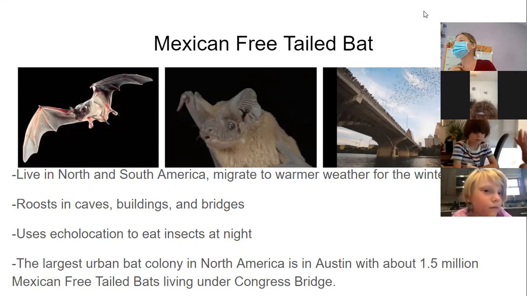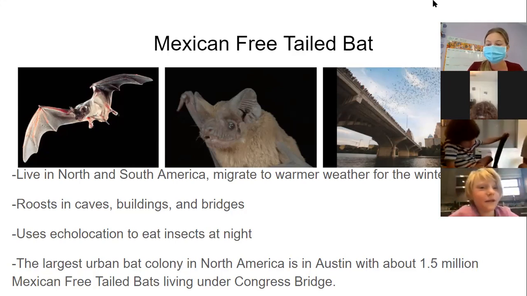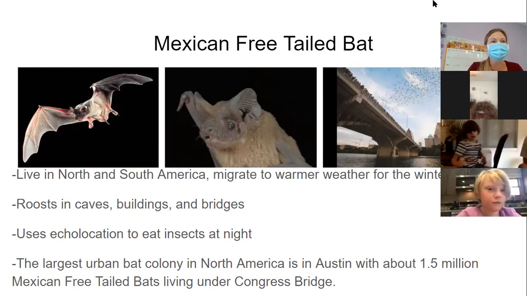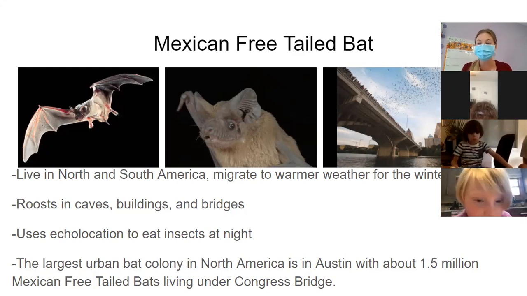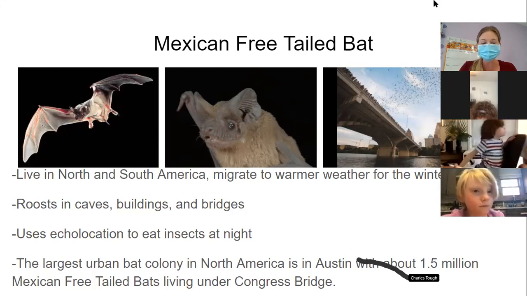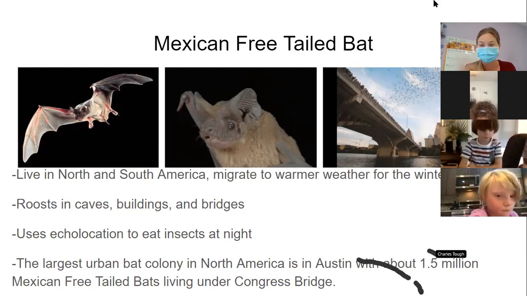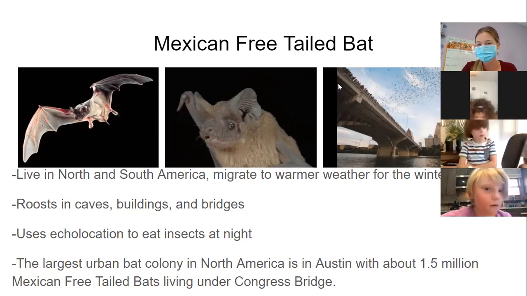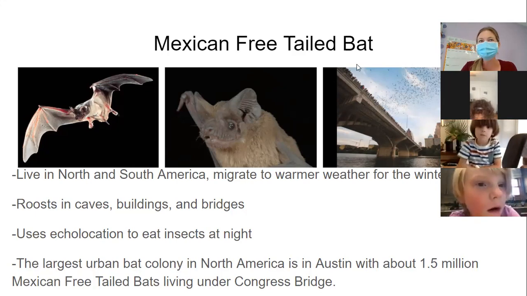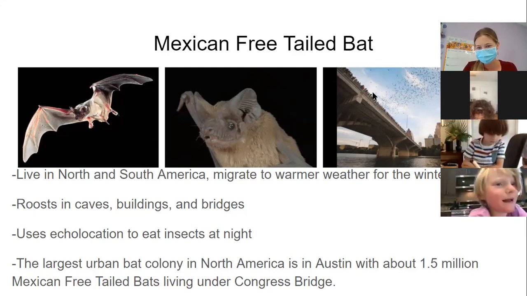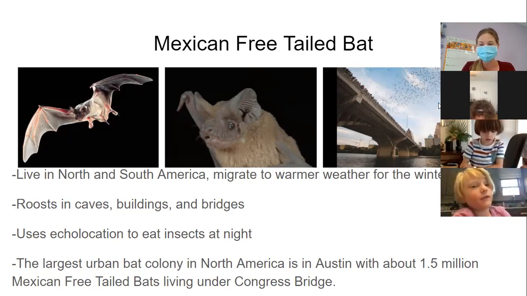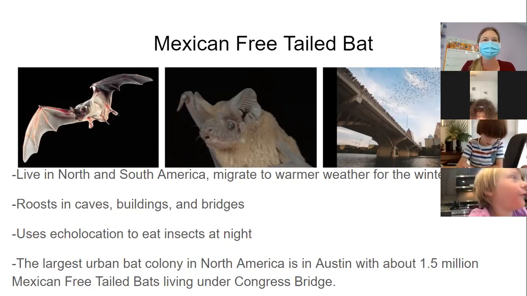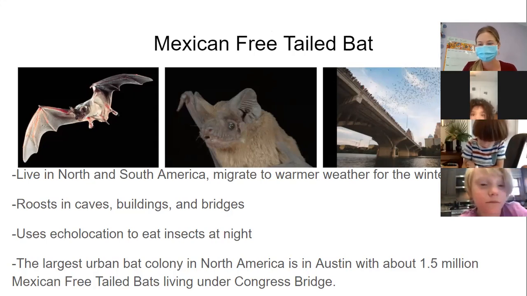So they live in caves and buildings and bridges. And they use echolocation to find their insects at night. They eat insects. And the biggest bat colony of Mexican free-tailed bats is in Austin, where we live. And look, here's a picture of it. That's on Congress Street Bridge. Look at all those people standing out there waiting for the bats to come out. And there's all the bats coming out. They come out every evening. And they eat so many insects and bugs. There's about 1.5 million bats that live under Congress Bridge.